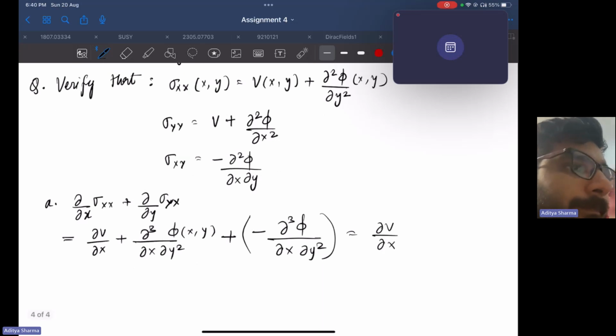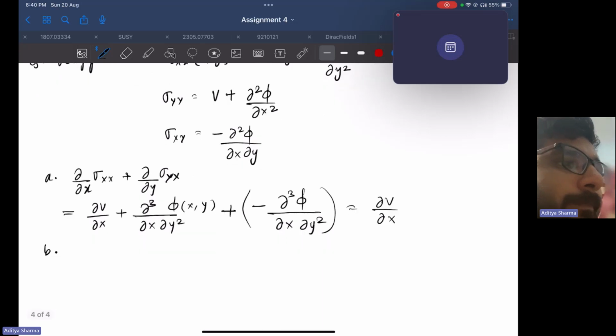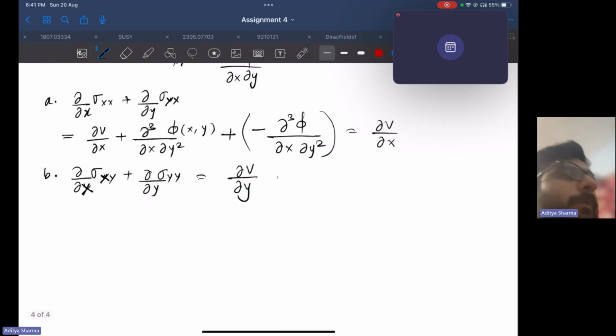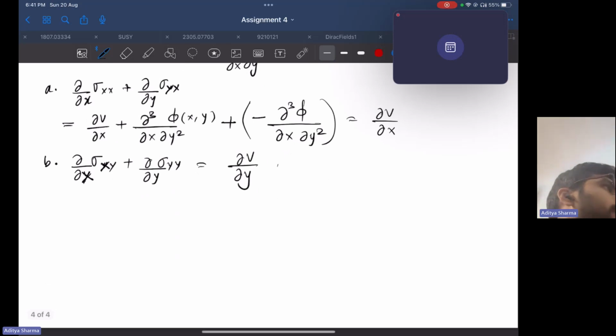Similarly, you'll get the same thing with this also, sigma y plus del y, y. That will give you dy. Okay. So we are done with this problem.